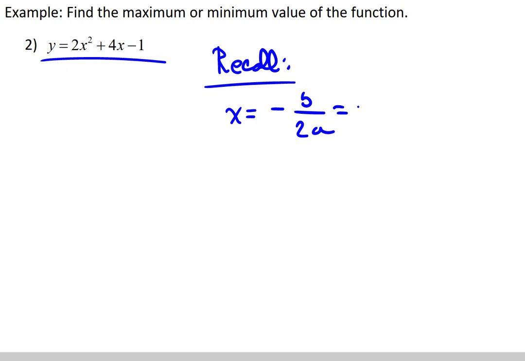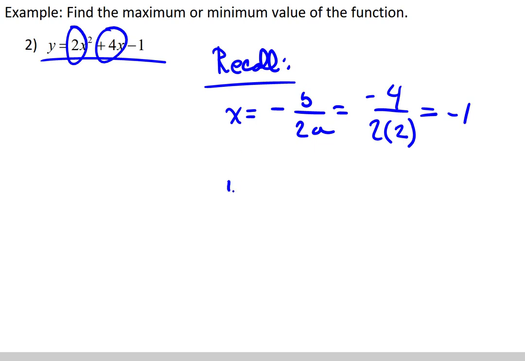In this given function, remember, a, b, and c are the numeric constant coefficients in this equation. So b, in this case, would be the positive 4. So negative b would be negative 4 over 2 times a, and a is that leading coefficient, which is 2. If we simplify this, we have negative 4 over 4, which would just be negative 1.